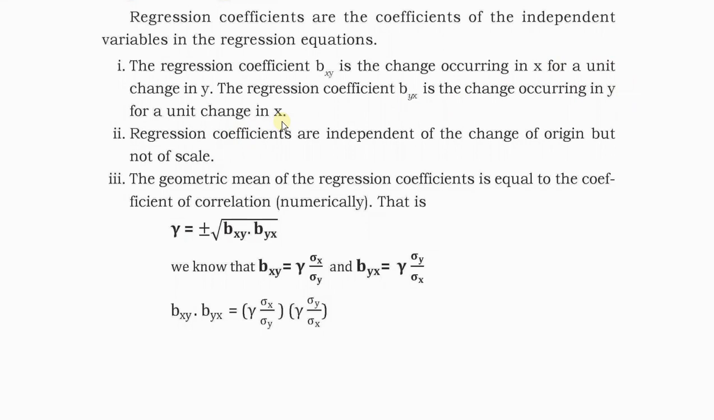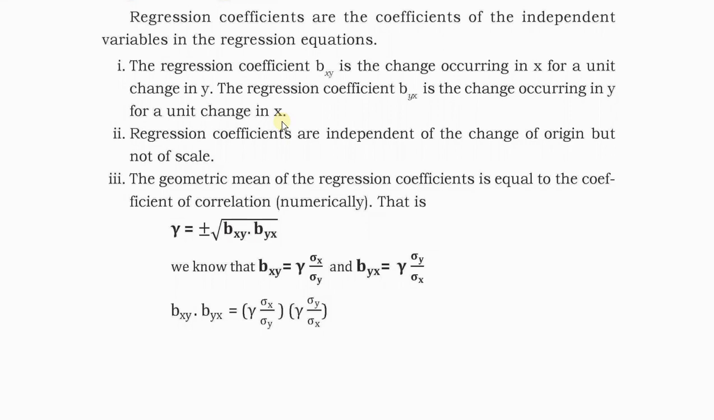The regression coefficients are independent of change of origin but not of scale. Now if you take u is equal to x minus a, that is okay. You can do it without any additions there. But if you take u dash is equal to x minus a divided by c, then you have to multiply the final answer with c again, like we saw in the previous example. So change of origin doesn't alter the regression coefficient, but change of scale does. Hence, it is dependent on the change of scale.